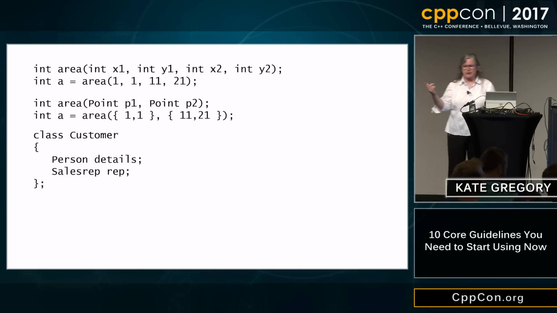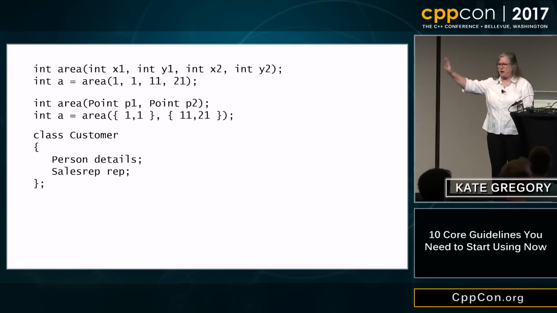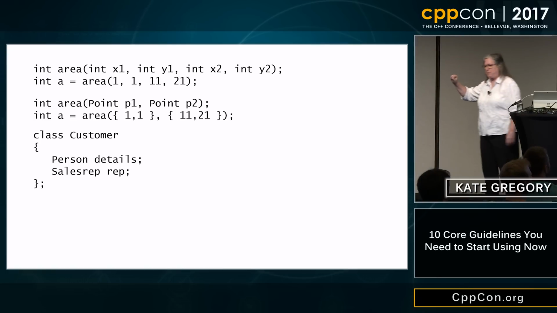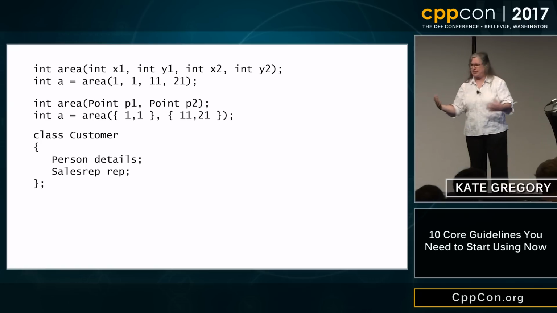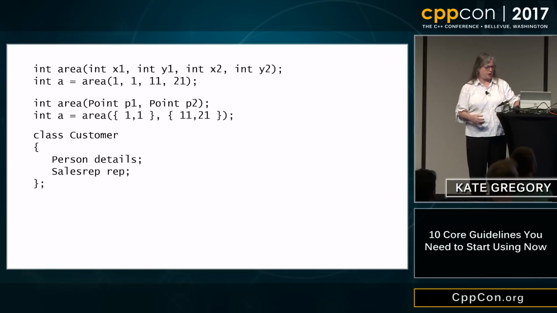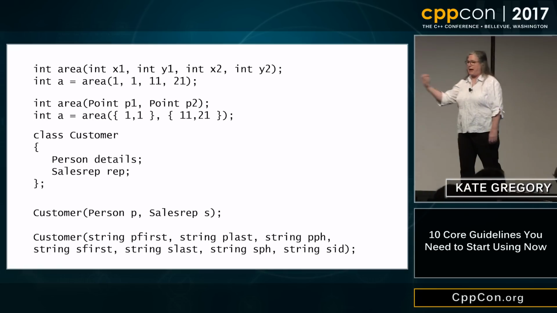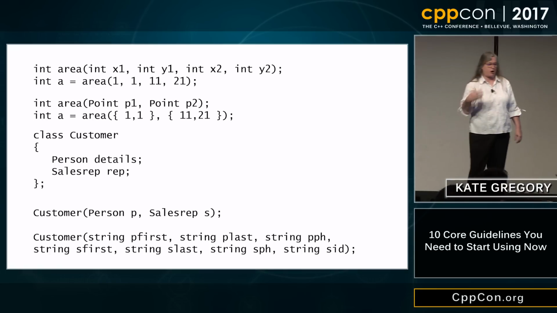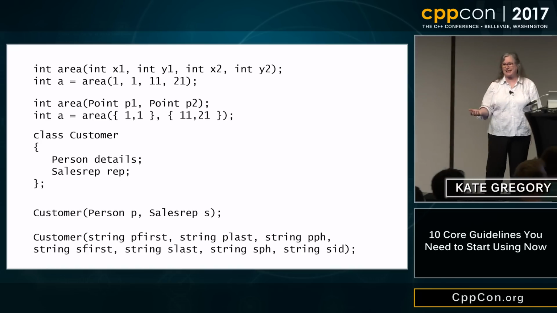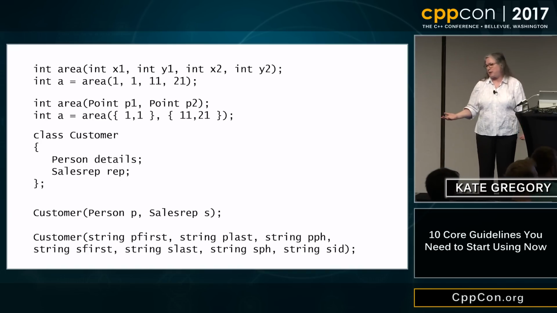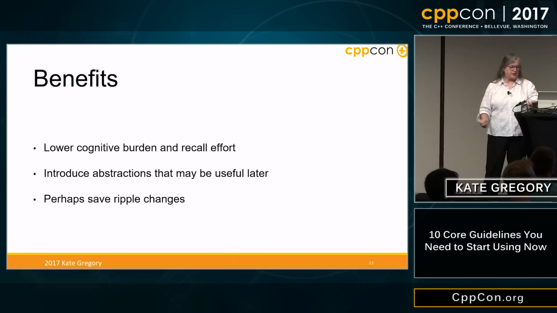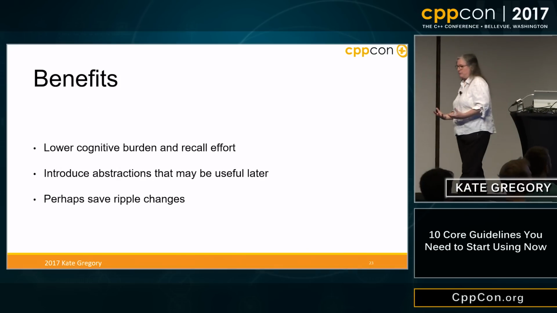Imagine that I have this class, and for the purpose of our discussion, it doesn't really matter whether details and rep are solid objects or pointers or references. It's not important. I need to make a customer. Which of these 2 ways of making a customer would you prefer? The one where you pass in the person part and the sales rep part, or the one where you pass in 7 strings, right? So it's just about reducing that cognitive burden.